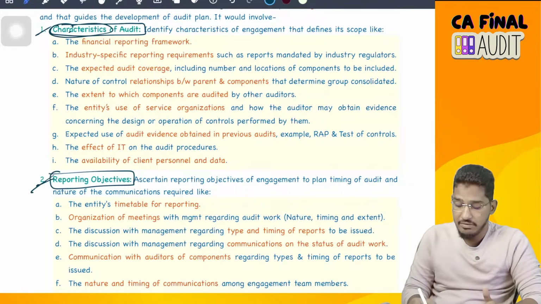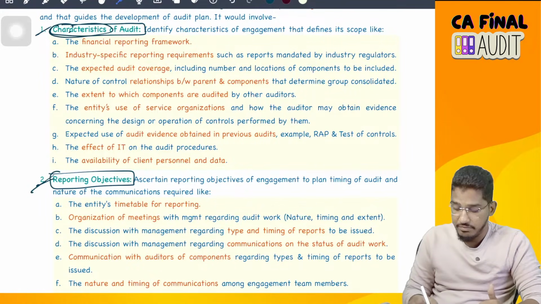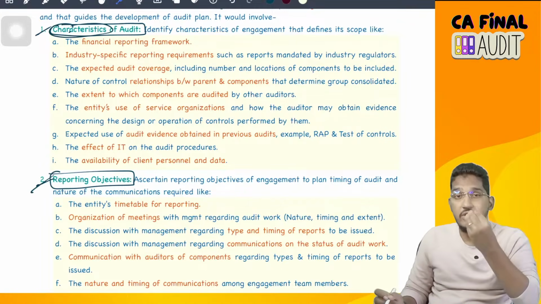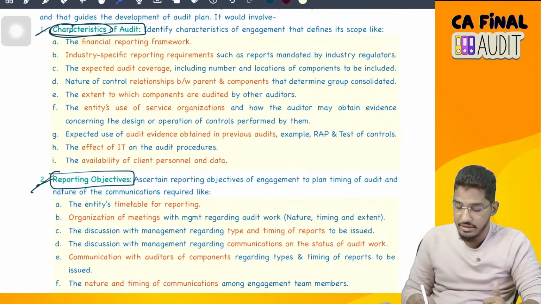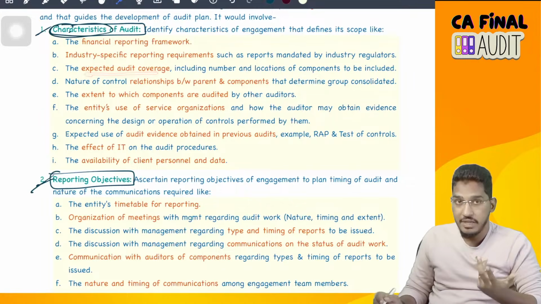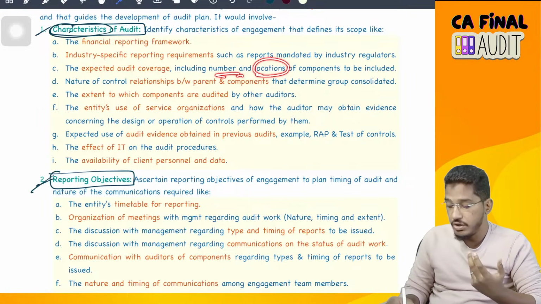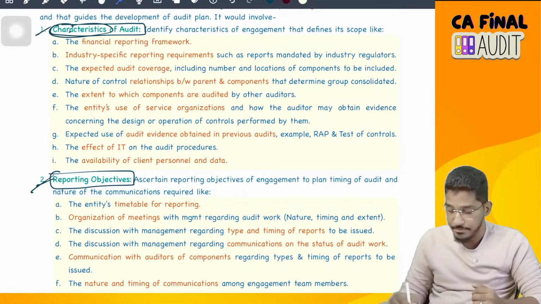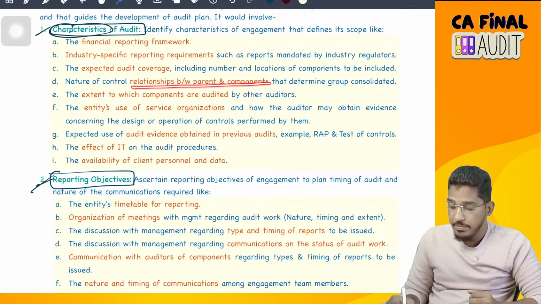Sir, what characteristics I have to pay attention? Like you have to pay attention, what is your client's applicable financial reporting framework? And also you need to understand the industry to which your client belongs. According to that industry, any specific requirements are there. You need to understand what is your coverage, how many locations you have to do the audit, if there are branches, separate branch auditors are there or not there. And even relationship between parent and components.